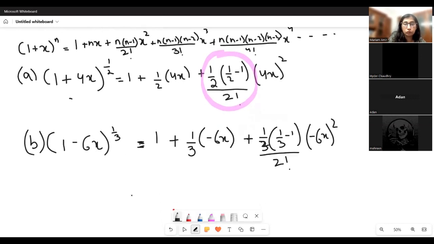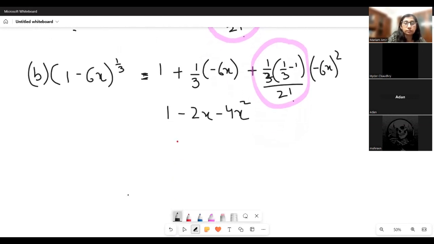Okay, so the first term is 1, then minus 2x, and then very carefully, I'm going to enter this in the calculator and multiply it with 36 as well. So 1 by 3 times bracket 1 by 3 minus 1, answer, into 36 divided by 2 factorial. I'm getting minus 4. So this would be minus 4x squared. That is part B.